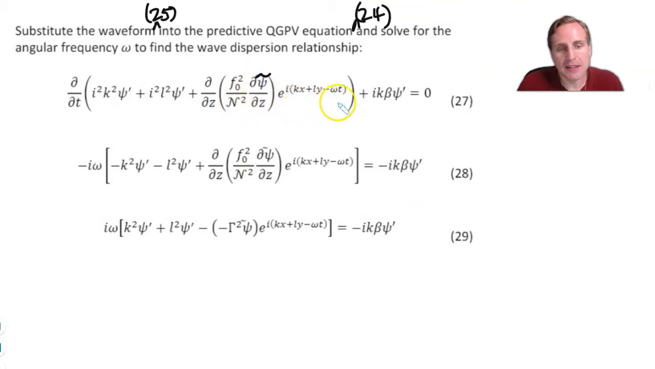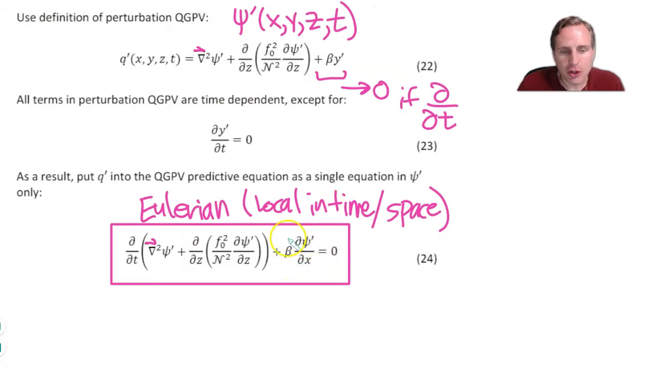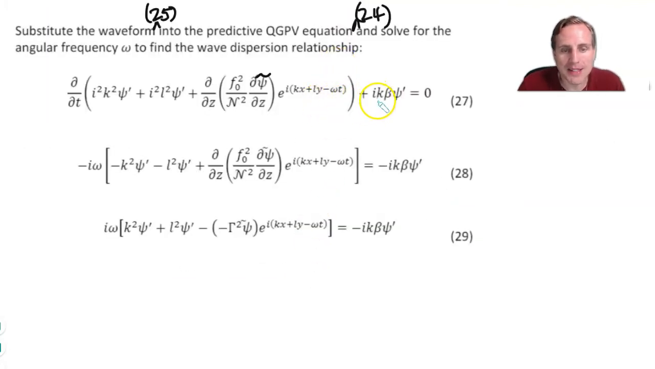And notice that this complex exponential can come out front. And then what about this term? Now this term comes from the beta term. So if we do the partial derivative with respect to x of the psi prime, notice that a minus i k drops down and then beta is still there. Remember, beta is the north-south derivative of the Earth's Coriolis parameter.